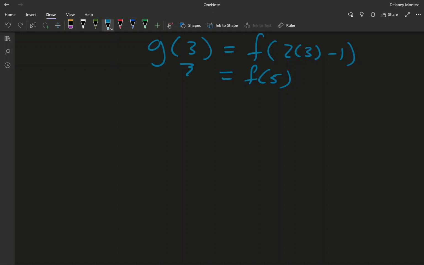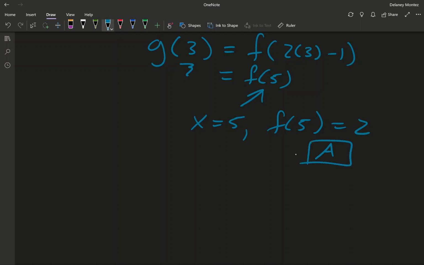So what does f of 5 equal? Well, if I plug in 5, what's our x value we need to plug in? We need to plug in x equals 5, right? So f of 5 then is going to be 2, or A. That was a tricky question.